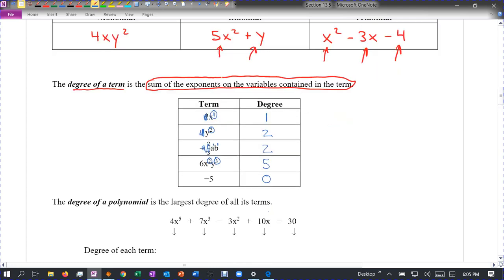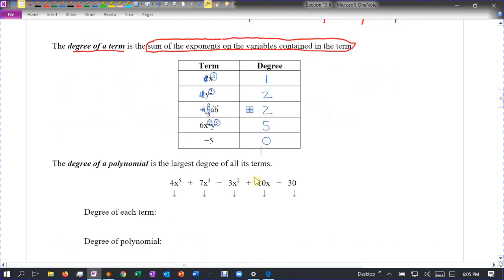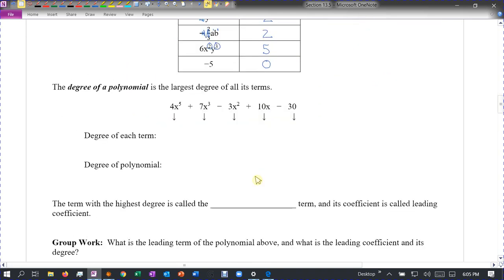So, I'm sorry, did I say degree of the term? I think I said degree of the term is 0. Now, the degree of a polynomial, so what is the degree of a polynomial? Not of a term, but of an entire polynomial. It is the largest degree of all the terms.